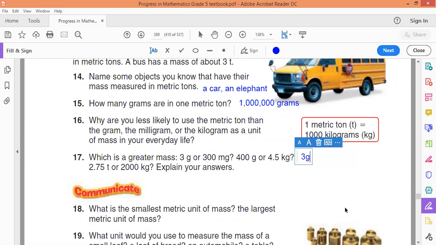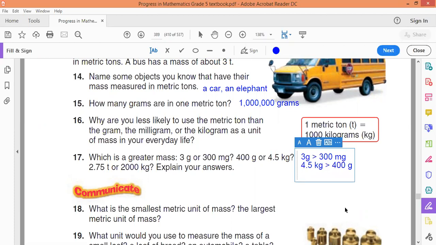3 grams is greater than 300 mg. Teacher, your voice. Next one, 400 grams or 4.5 kilograms. 4.5 kilograms, easy. 4.5 kg will be greater than 400 grams, not milligrams. Okay. Next one.